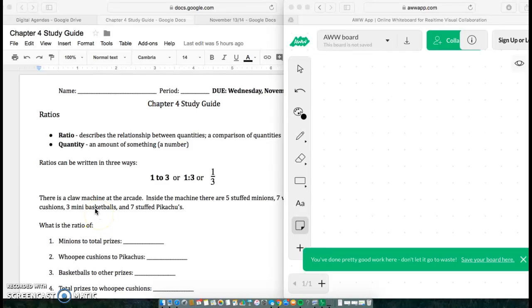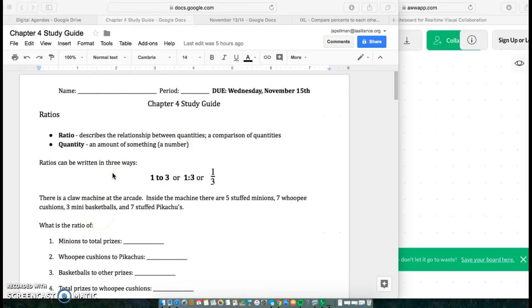Okay, so if you're looking at the ratios section, go ahead, take a look at the notes here. Your definition of ratio is it describes a relationship between quantities or it's a comparison of quantities. And then your definition for quantity is an amount of something. So quantity will always be a number.